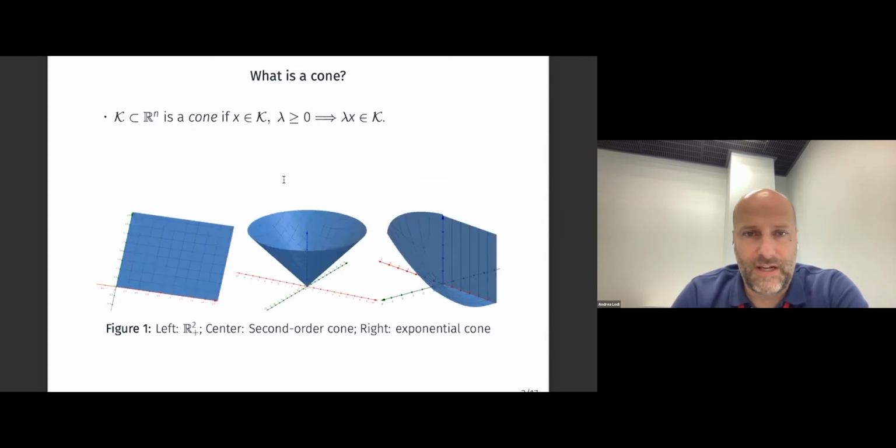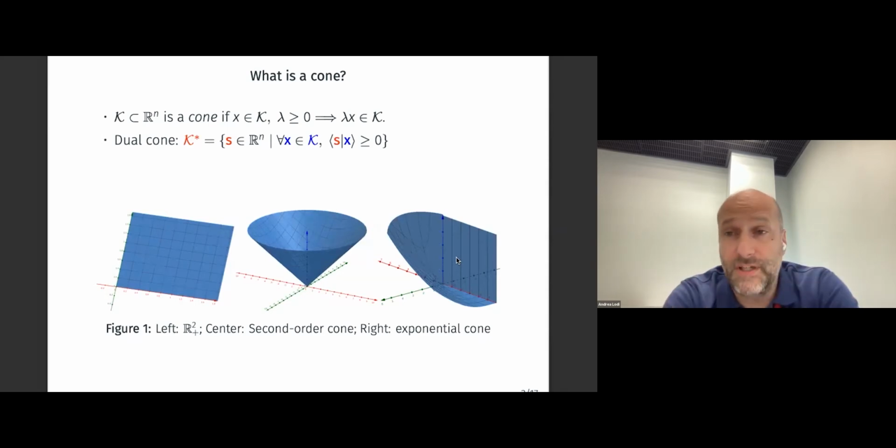Now, very quickly, what is a cone? A cone is an object K, script K in R^n, such that for every point x in K and every lambda greater or equal than 0, lambda x still belongs to the cone. We have here 3 examples of cones: the linear one, R2 plus for example, on the left, the second order cone in the middle, and the exponential cone on the right.